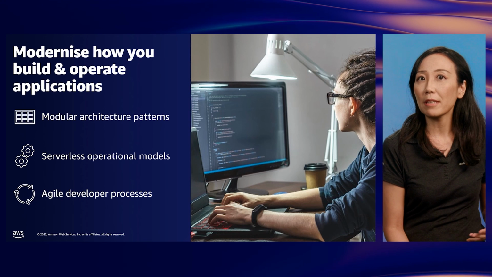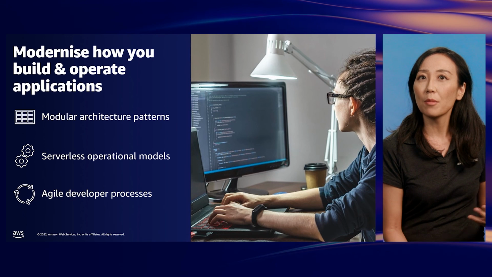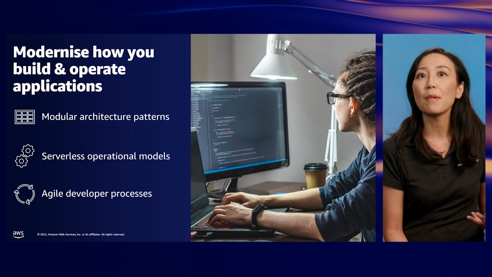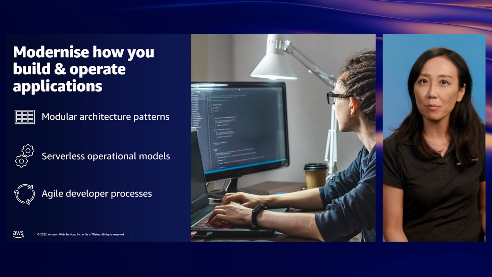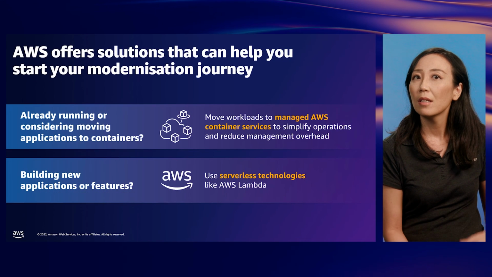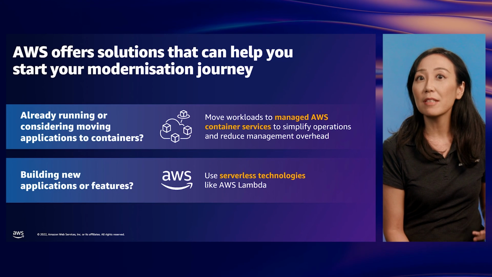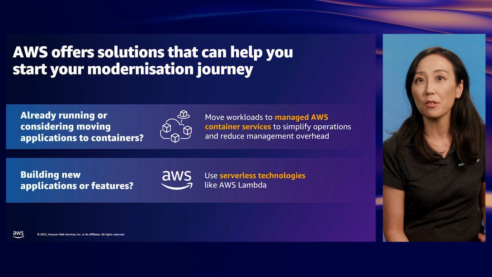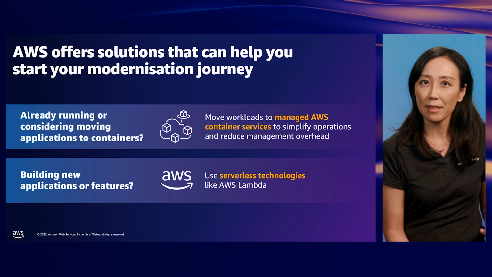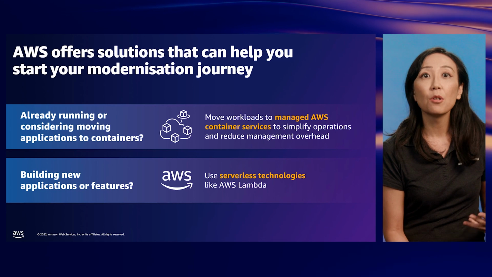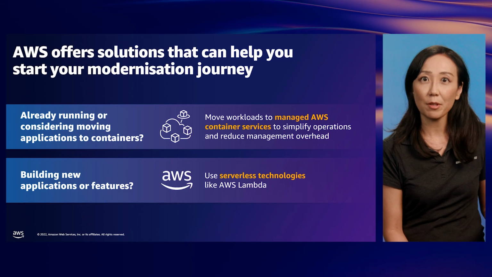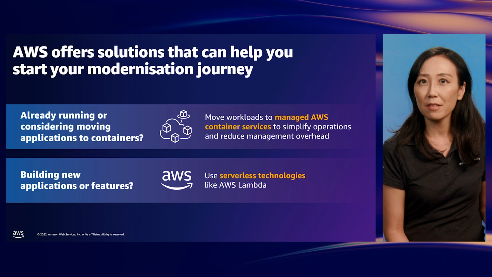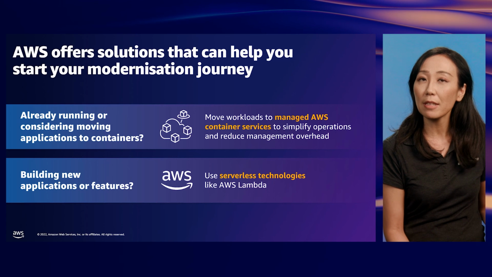Organizations need to modernize the way they build and operate applications. Modern applications are built with a combination of modular architecture patterns, serverless and managed operational models, and agile developer processes. Today, you learned about why GitOps is crucial to help your teams have faster, more frequent deployments with better security, reliability, and operational excellence. You heard from our customer, Auto & General, about their journey from DevOps to GitOps and the challenges they had to overcome with a demo of an end-to-end GitOps workflow powered by Amazon EKS and GitLab.